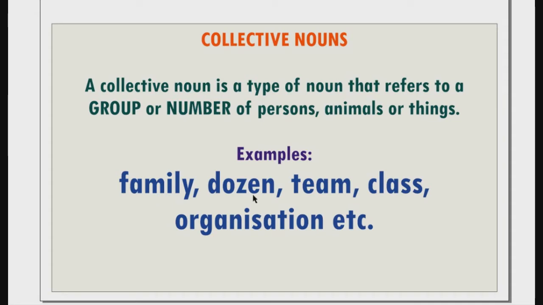Dozen is a group of 12 things. So only one object cannot be called a dozen. The same thing goes for team, class, and organization.